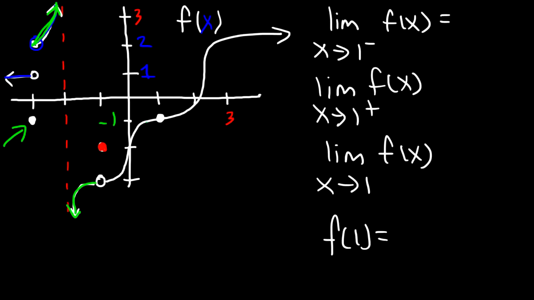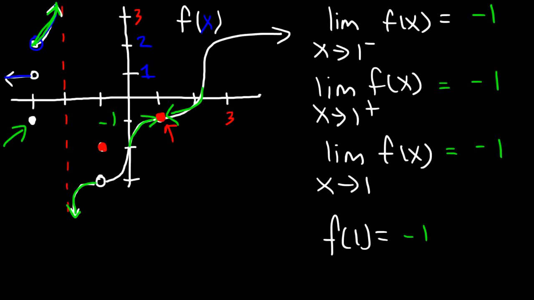Now let's move on to the next problem. As x approaches 1 from the left side, notice that the y value approaches negative 1. And as x approaches 1 from the right side, the y value is still negative 1. Because these two are the same, as x approaches 1 from either side, it's going to be negative 1. The limit exists. Now, f of 1 is also negative 1 because we have a closed circle at this point. Even if there were no closed circle, if there was a straight line, it would still be negative 1.